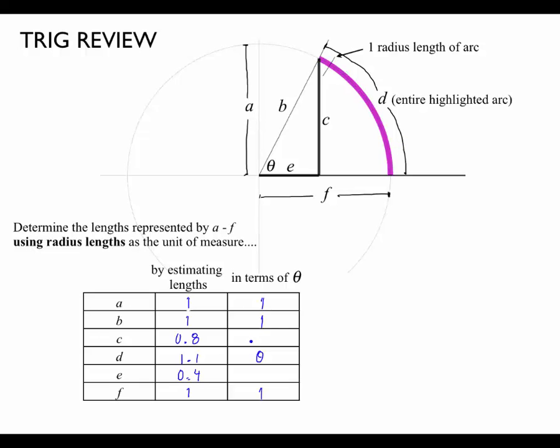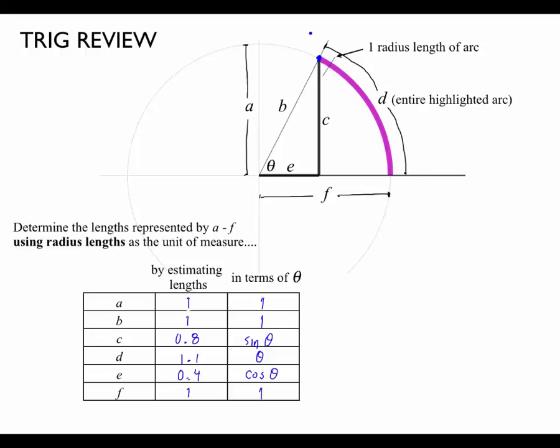Okay, C, some of you said, sine theta. E. So sine theta is the vertical height to this terminal point measured in radius lengths. And the cosine theta is this horizontal distance to the terminal point measured in radius lengths. Those are the definitions of sine and cosine.